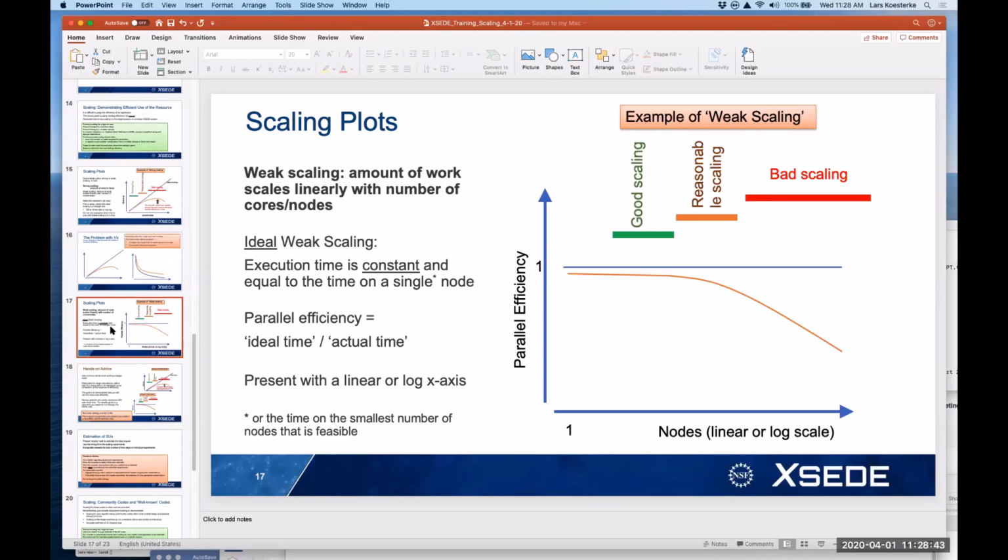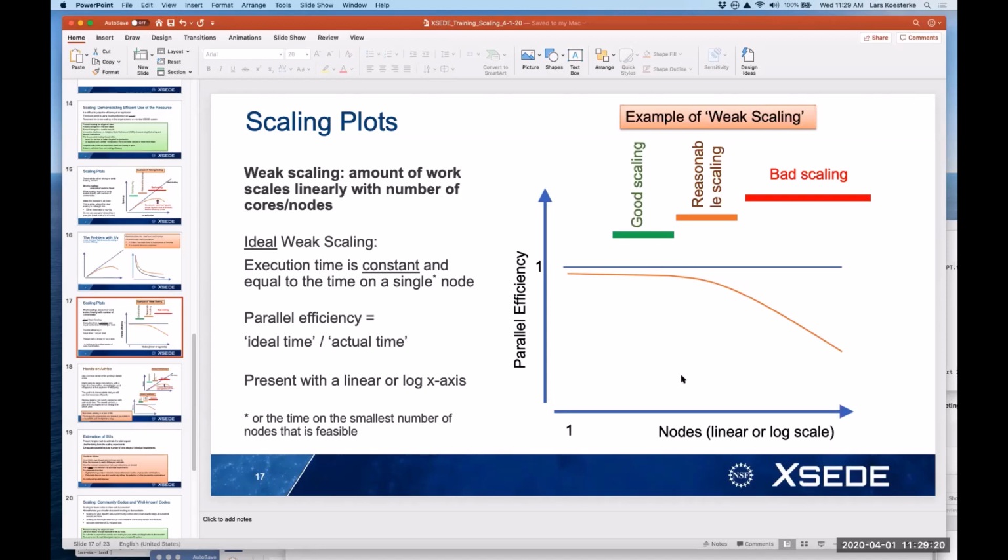And now your parallel efficiency is the ideal time divided by the actual time. No, it must be the actual time divided by the ideal time. Sorry, that's some basic math error here. But your ideal time is constant, and your actual time. No, it's correct. I'm sorry. Ideal divided by actual. And so your parallel efficiency will look like here on the right-hand side. 1 is your ideal, and then the orange line is your measurements.